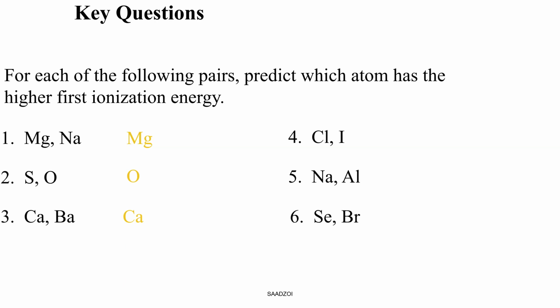Chlorine and iodine, also in the same family. Chlorine's above iodine, group 7A. So chlorine's going to have a higher ionization energy. Sodium and aluminum, they're in the same period. Aluminum has more protons. More protons means more attraction, which means higher ionization energy. And then lastly, selenium and bromine, also in the same period. Bromine has more protons. Remember, the more protons you have, the greater the attraction to the nucleus, and the higher the ionization energy. So that was the periodic table and periodic trends.